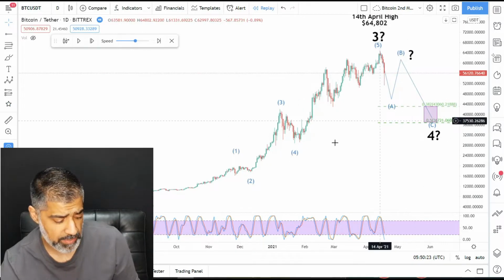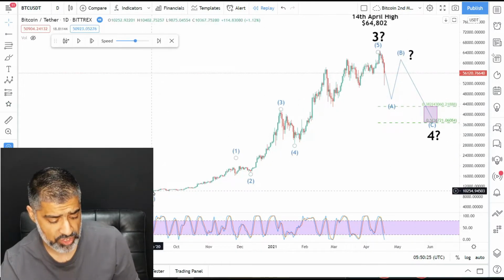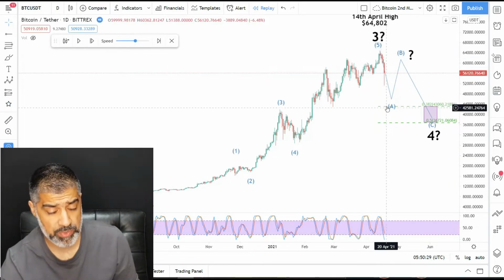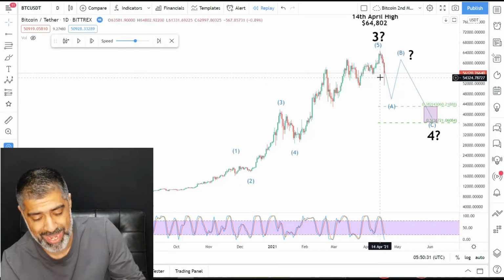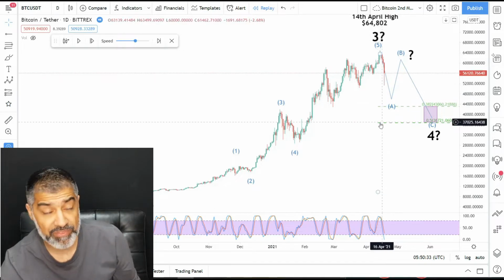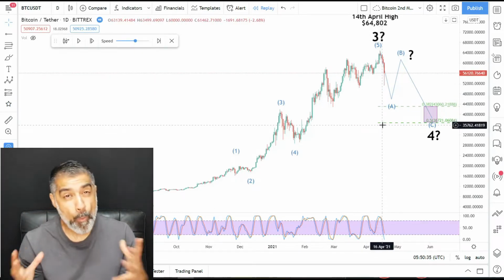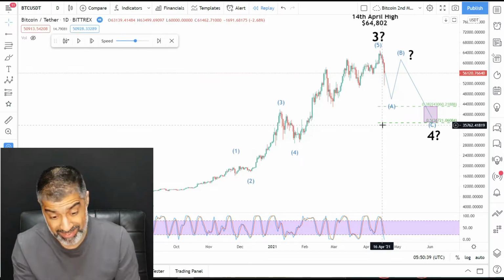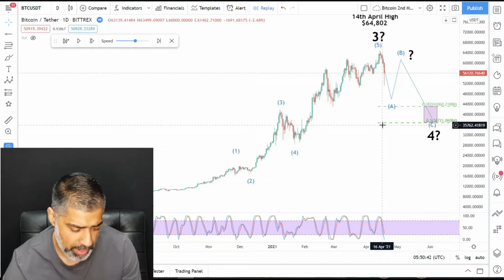The price target typically for a wave 4 is a retracement from this wave 2 low, from this wave 3 high, of 38.2% retracement. So the price pulls back 38.2% to 50%. That's the most typical for all markets, all time frames, right? Not just crypto, but it also applies really, really well to crypto. So let's see how it unfolded.